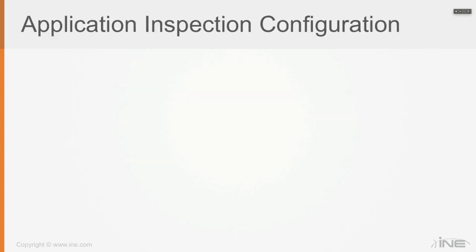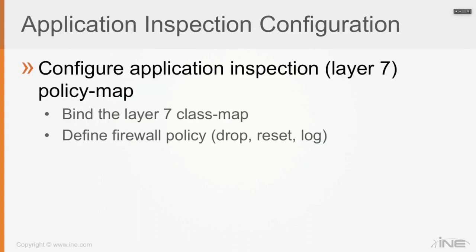Then we build the layer 7 policy map, and in the policy map, just like in the case of IOS, we attach the layer 7 class map, and we define the firewall policy for this application inspection. So if traffic matches the rules configured in the layer 7 class map, what do we want to do with that traffic? Drop it, reset it, or just log a message?